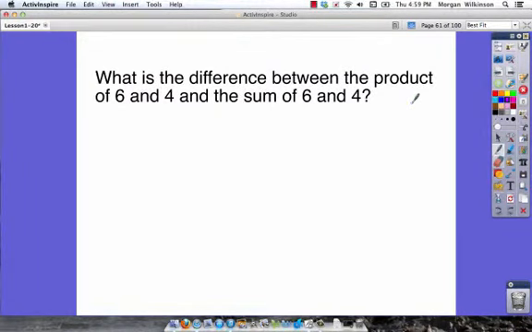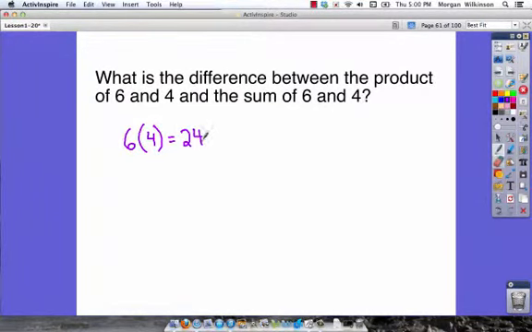The second part of this lesson was dealing with questions like, what is the difference between the product of 6 and 4 and the sum of 6 and 4? So we've got a multi-step question. First, the product of 6 and 4. 6 and 4 must be factors, so we must be multiplying. If I say 6 parentheses 4, that means 6 times 4. And 6 times 4 is 24.